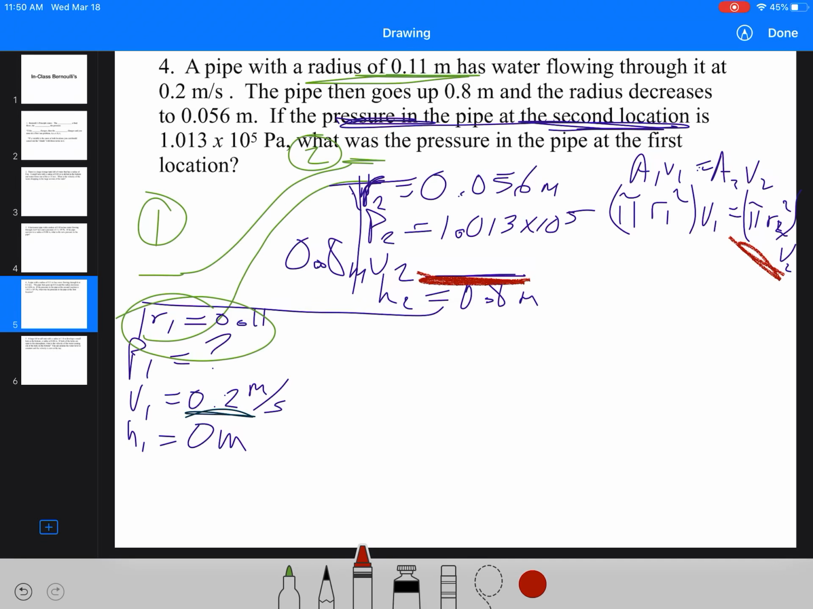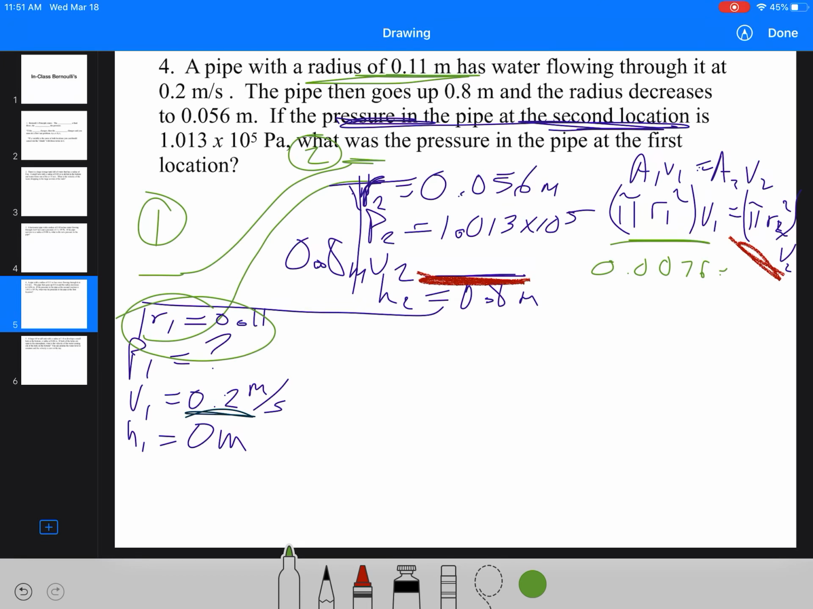And then what we should get... what I'm getting for velocity is not right. So let me try this again. Sorry. Pi times 0.1 squared times 0.2. Pi r squared times, yeah. So this I have on this side to be 0.0076.